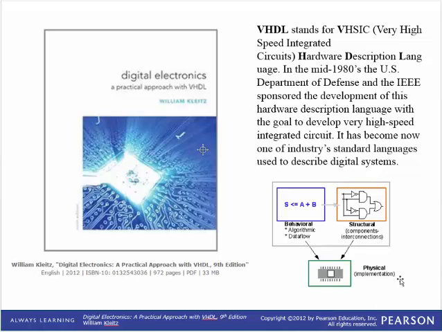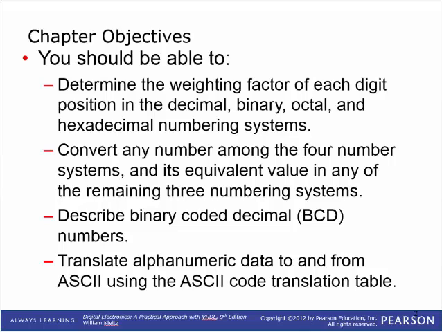So we will be doing digital electronics both the gate design approach and also the VHDL approach, because that's what modern digital electronics involves. So anyway, in Chapter 1, we are going to learn about number systems and codes. So we will be learning 4 different number systems and 2 codes.